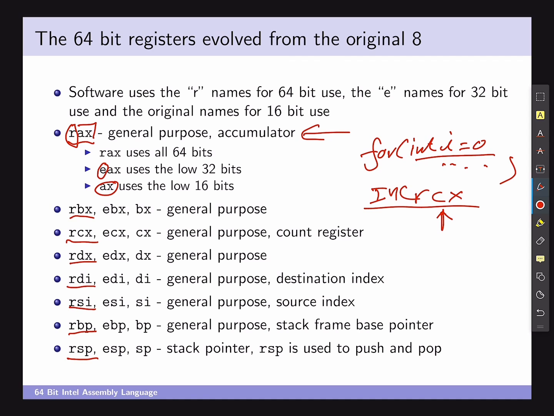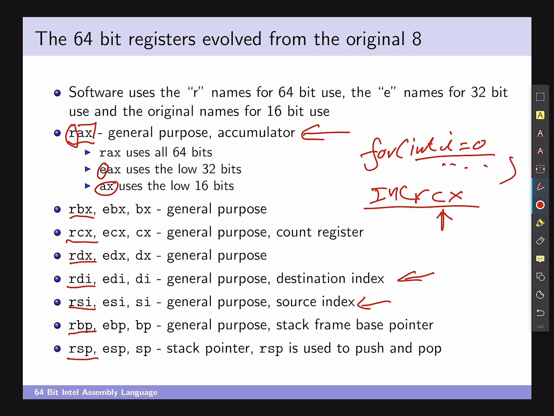RDI is often used as a destination index. So you'll often see instructions have what we call a source and a destination. The source is where you're loading something from, and the destination is where you're loading that data to. This will come up more frequently when we start doing more complicated system calls and things like that, but it's a common use that RSI will be used as a source index and RDI will be used as a destination index.